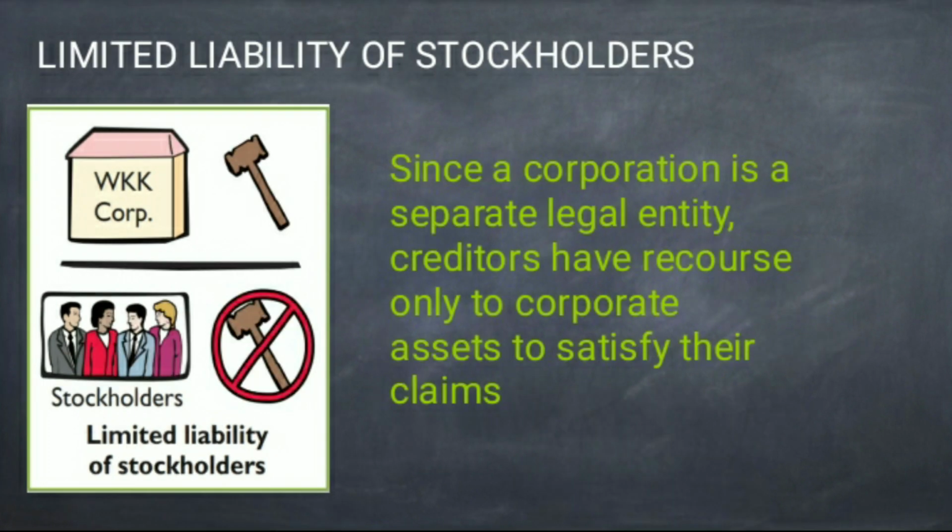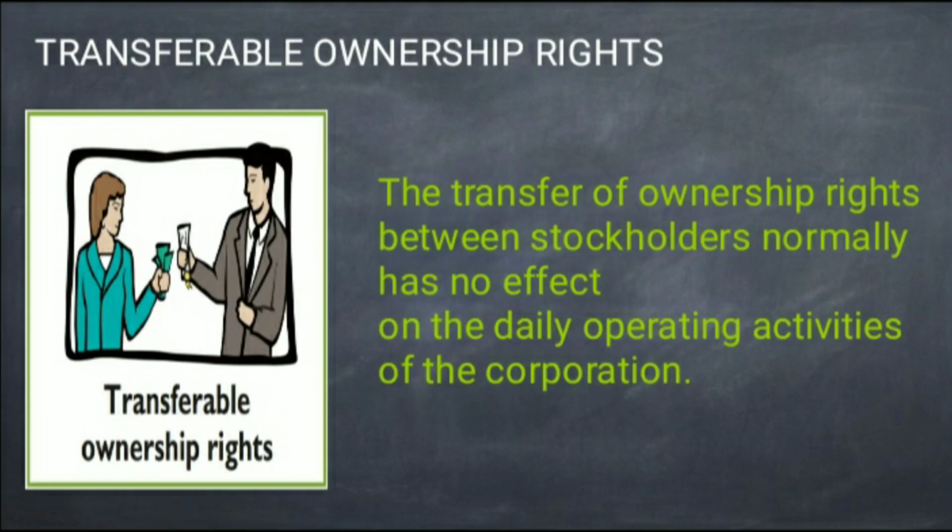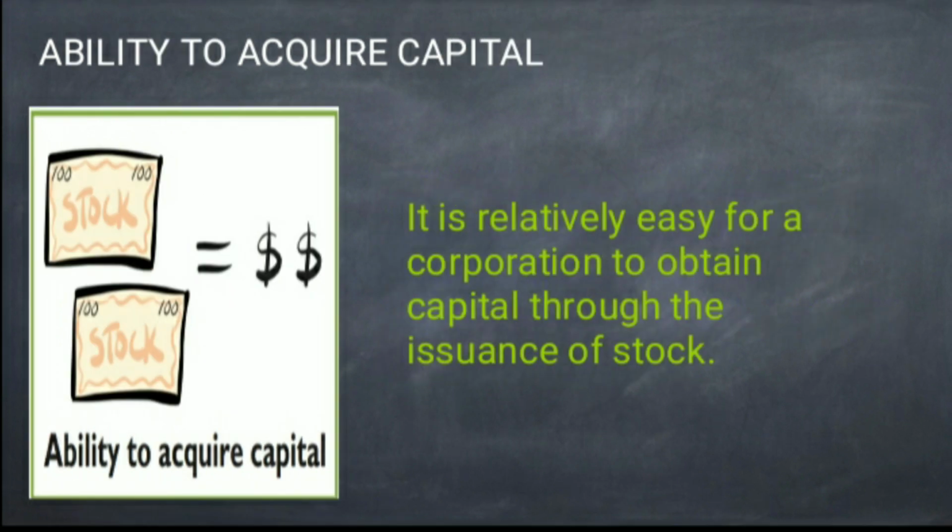Limited liability of stockholders. Since a corporation is a separate legal entity, creditors have recourse only to corporate assets to satisfy their claims. Transferable ownership rights. The transfer of ownership rights between stockholders normally has no effect on the daily operating activities of the corporation. Ability to acquire capital. It is relatively easy for a corporation to obtain capital through the issuance of stock.